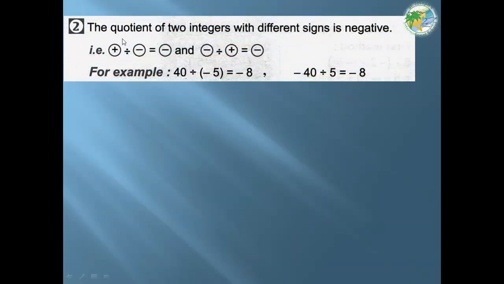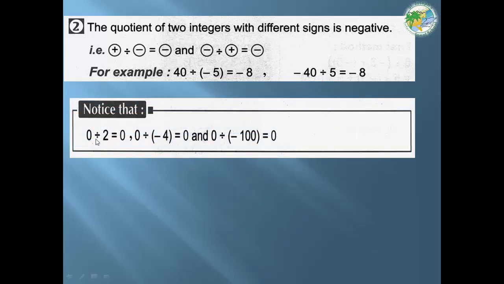طيب the quotient of two integers with different signs is negative. يعني like the times for different sign equal negative, for the same sign equal positive. طيب الquotient يعني divide برضو different sign equal negative او minus. For example 40 divide negative 5 equal negative 8. Negative 40 divide 5 also equal negative 8. ليه؟ عشان هي different sign.